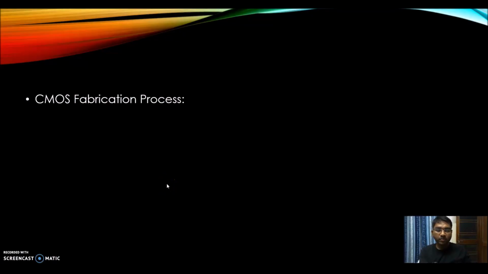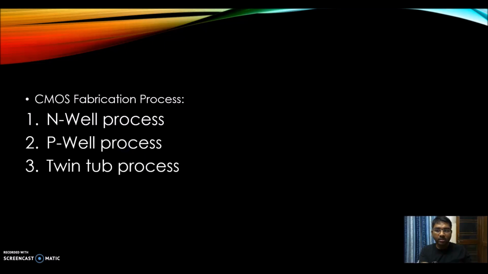Now let's see the CMOS fabrication processes, which may include the N-well process, P-well process, and twin tub process. CMOS fabrication can be obtained by integrating both NMOS and PMOS transistors on the same chip substrate. Fabrication of CMOS is described using the P substrate, in which the NMOS transistor is fabricated on a P-type substrate and the PMOS transistor is fabricated in the N-well.